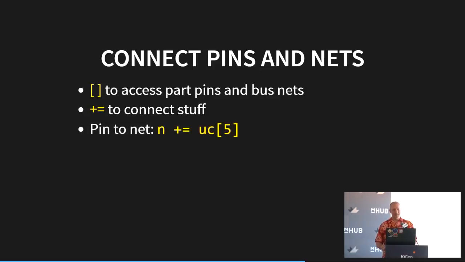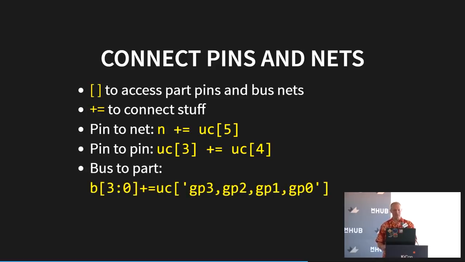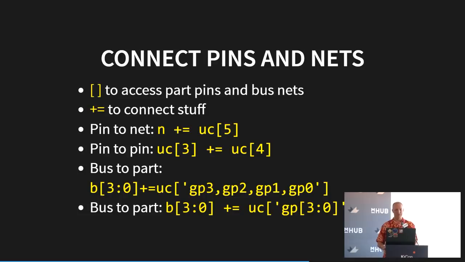Let's look at some of that. That's microcontroller pin 5, and that connects it to that net that we made on the previous page. That's the connection. We don't have to do it that way. We can say, let's connect microcontroller pin 3 and microcontroller pin 4 together. And that's an implicit net, so you don't have to explicitly make the net. You can connect a bus to a part, and this takes a 4-bit bus and connects it to microcontroller pins GP3, 2, 1, and 0, which is a lot to write out if you've got a 32-bit bus, so there's a shorthand method for doing that. Now, what I've just shown you here, that's 80% of SKiDL.